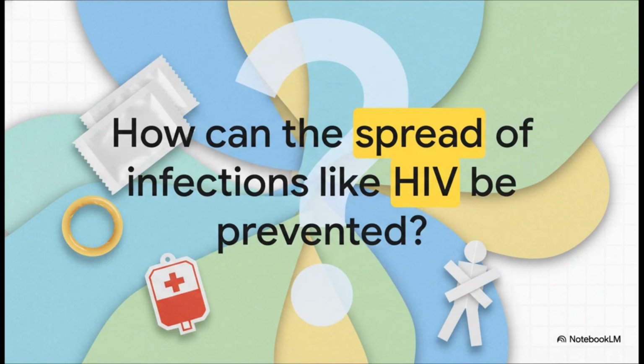So the big question is, how can the spread of a virus like HIV be controlled? Well, your syllabus requires you to know a few key methods of prevention. These include using barrier methods like condoms during sexual contact, and also, on a public health level, screening all blood donations to make sure the virus isn't passed on through transfusions. These are really effective ways to reduce the transmission of the virus.